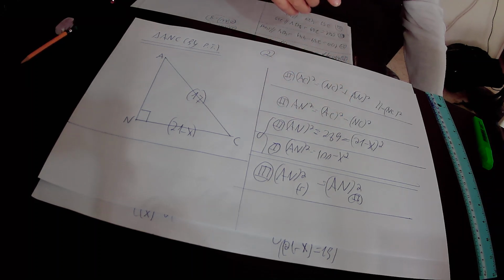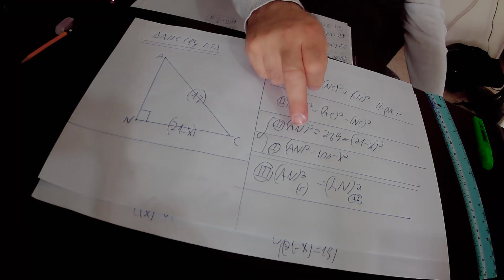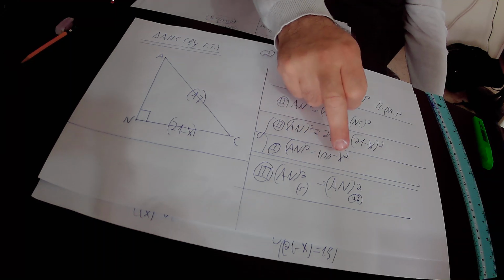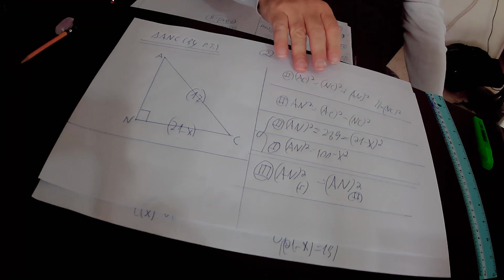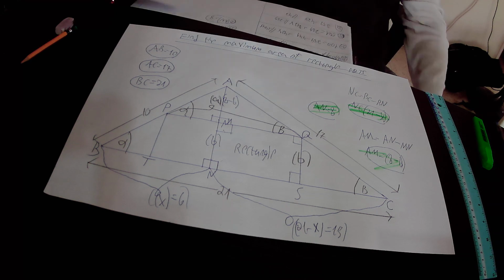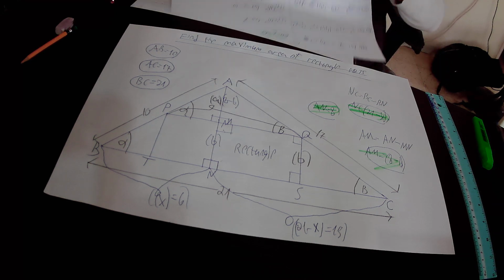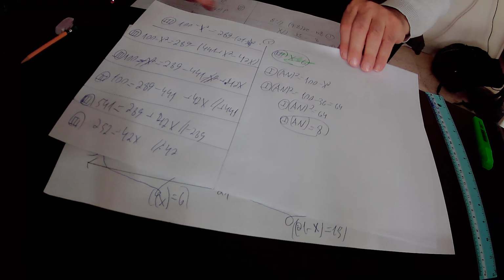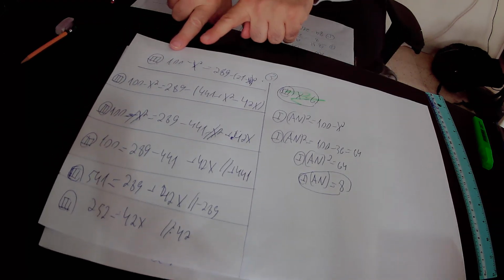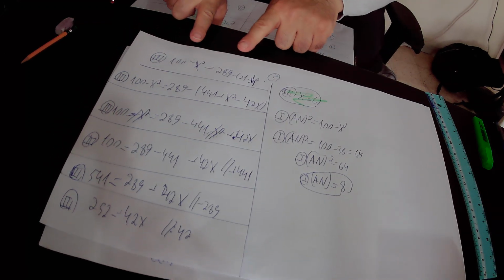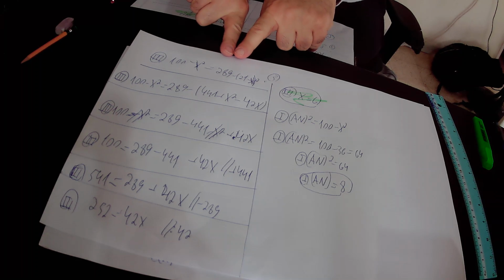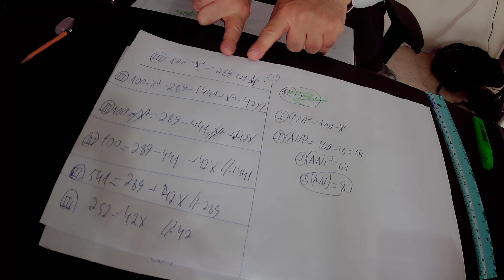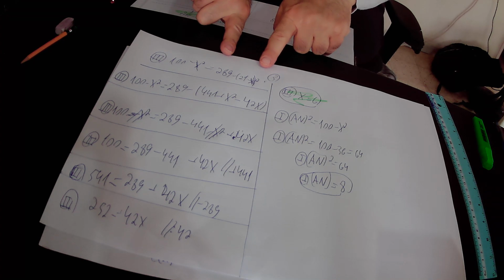So we have two different equations for the value of AN squared. We get equation 3, which states that AN squared according to equation 1 must be equal to AN squared according to equation 2. So AN squared according to equation 1 equals 100 minus x squared, and it must be equal to AN squared according to equation 2, which equals 289 minus (21 minus x) squared.